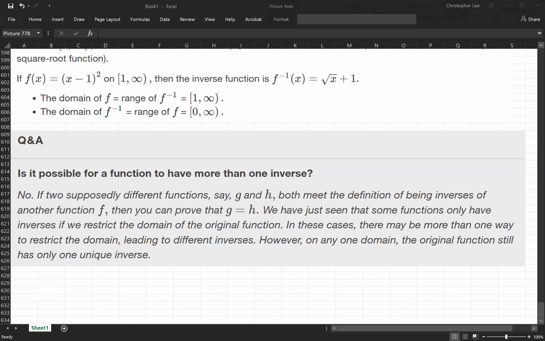No, it's not. If two supposedly different functions, say g and h, for example, have met the definition of being inverses of another function f, then you can prove that g is equal to h. We have just seen that some functions only have inverses if we restrict the domain of the original function. In these cases, there may be more than one way to restrict the domain, leading to different inverses. However, on any one domain, the original function still has only one unique inverse. All right.